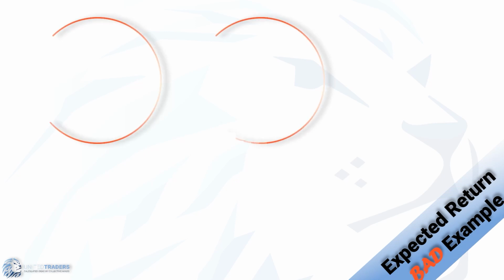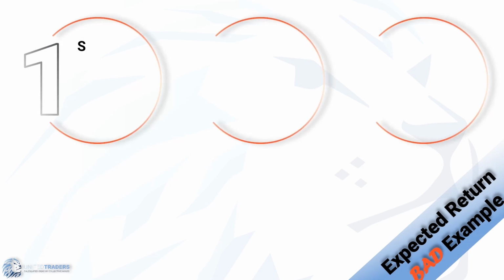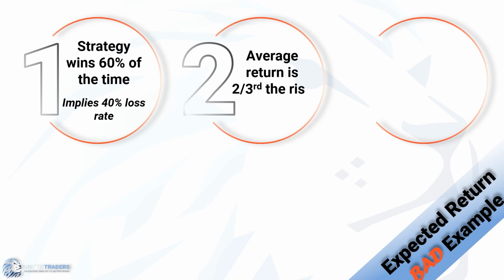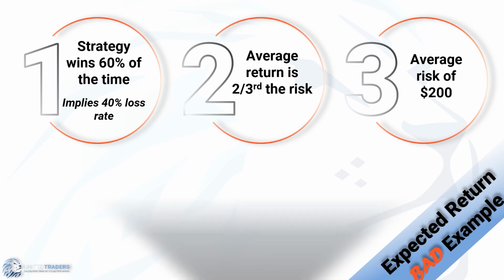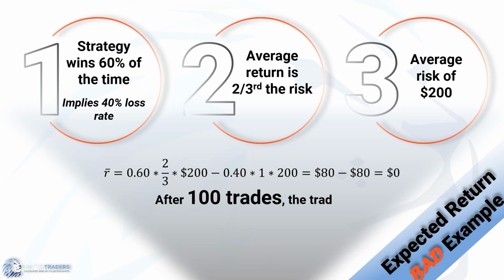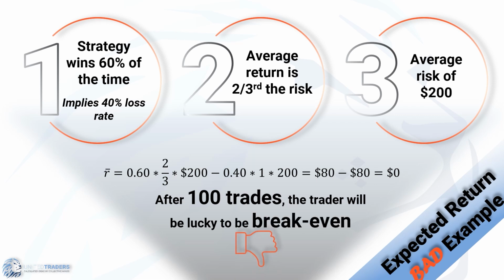And here's an example of a strategy that will not have as consistent results. This trader has a win rate of 60%, average risk of $200 per trade like our last trader, with an average return of 2/3 of that risk, or about $133. Winning $133 60% of the time and losing $200 40% of the time gives this trader an expected average return of $0. After 100 trades, this trader will be lucky to be break-even.